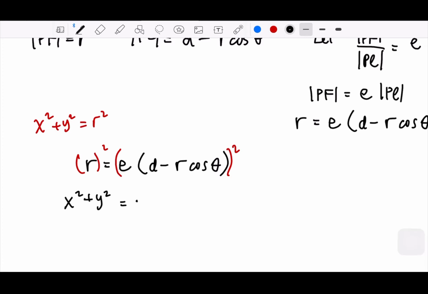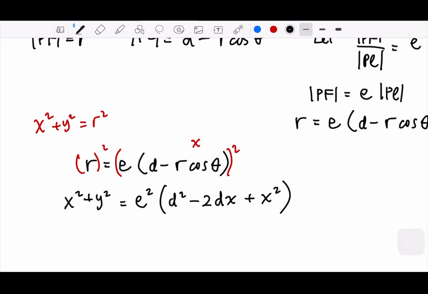And the term will be E squared, and then we expand the equations. That means this will be D squared minus R cos theta is x, right? It's just x. We change into the Cartesian. So 2 dx plus x squared.